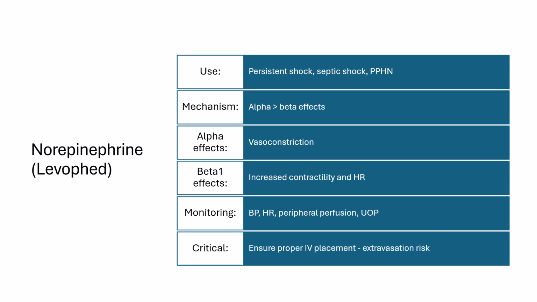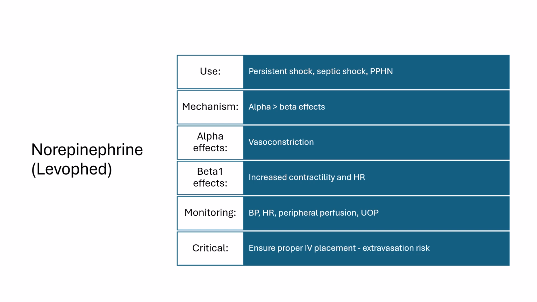Norepinephrine is becoming more common in neonatal units for persistent shock, especially septic shock and pulmonary hypertension with circulatory failure. Its mechanism favors alpha effects over beta, giving strong vasoconstriction with some increase in contractility and heart rate. The key difference from epinephrine is that norepinephrine causes more vasoconstriction and less tachycardia. This makes it particularly useful in septic shock, where you have vasodilation and need to increase systemic vascular resistance.